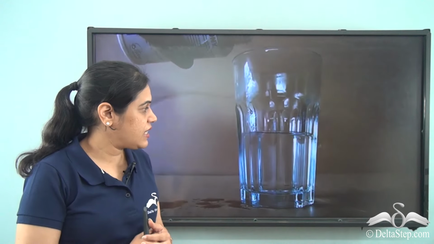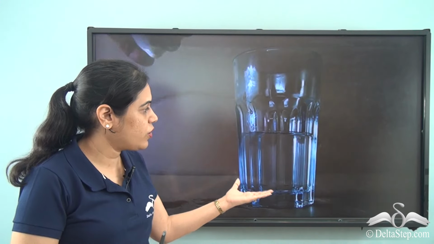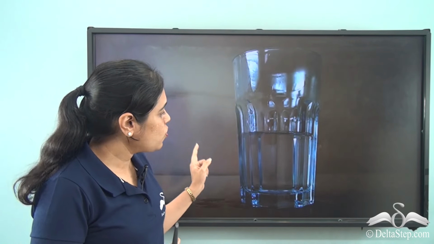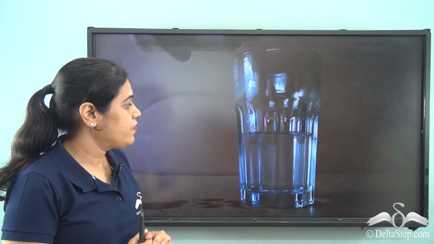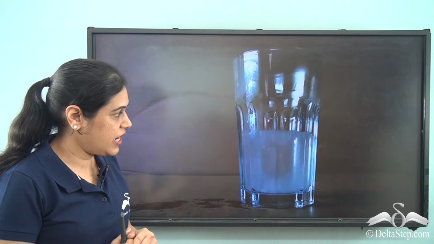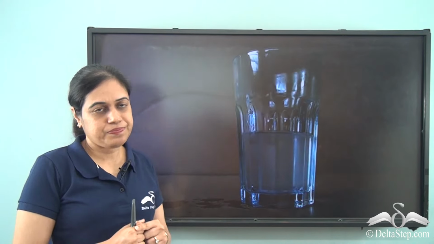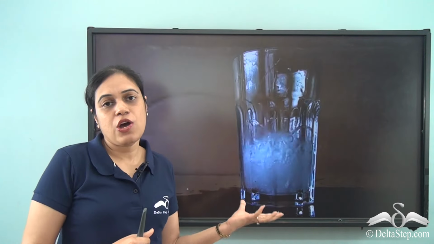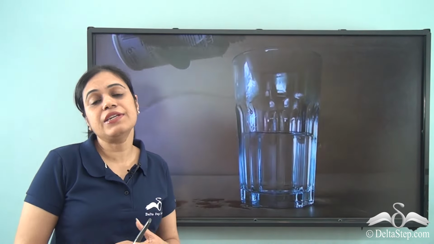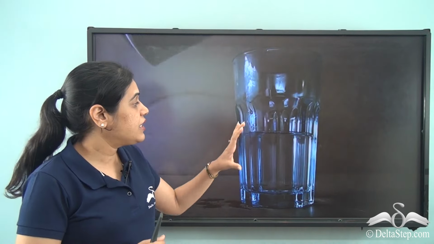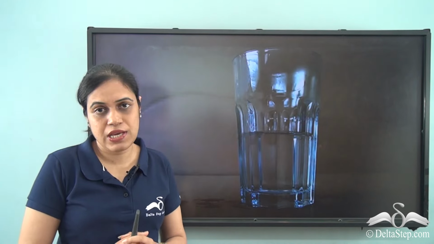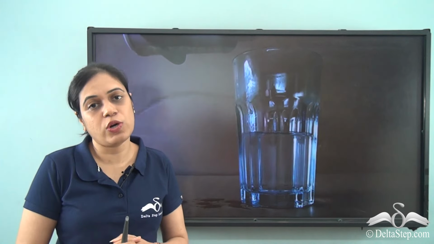Now observe this activity. Again we take water in a glass and we add some sodium hydroxide and mix it. And now if we touch the base of the glass, we will see that it is warm. That is, the temperature of water rises when we add sodium hydroxide, which is a base, to water.